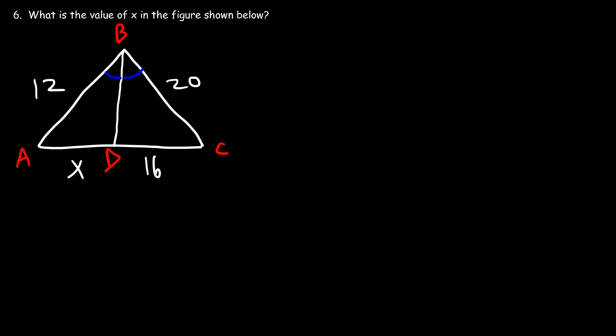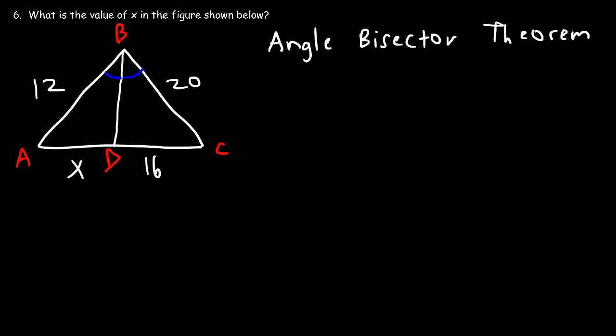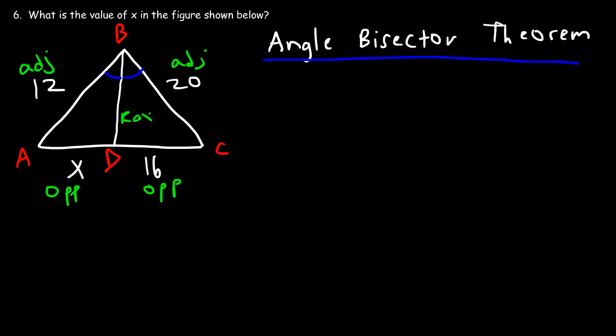What is the value of x in the figure shown below? So how can we find it? We need to use something called the angle bisector theorem for triangles. And the basic idea behind this theorem is that if a ray bisects an angle of a triangle, it divides the opposite side into segments that are proportional to the adjacent sides. So these are the opposite sides, and you could describe this as the adjacent side. And this is the ray that bisects the angle.